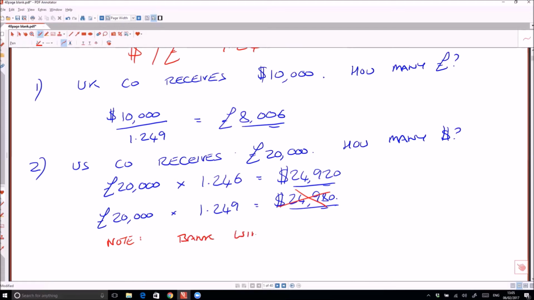The bank wins, and therefore you lose. The bank is not in business because they love you. The bank is in business to make money out of you. And it's the spread on the currency rates that enables them to make money out of you. Good. That's the methodology that I would use when I'm converting from one currency to another.